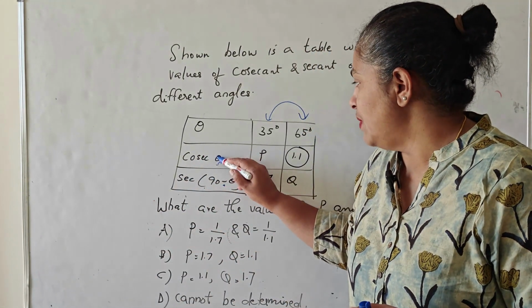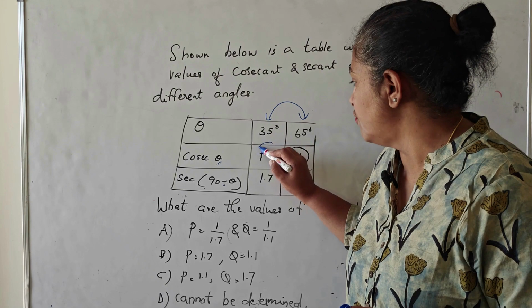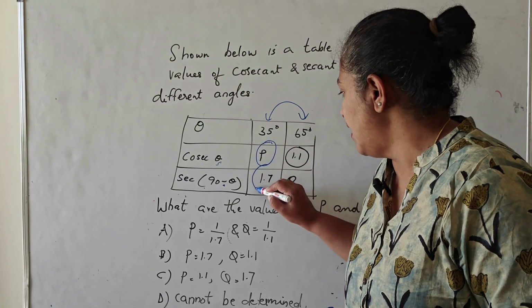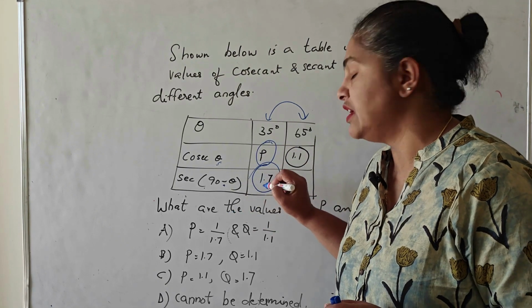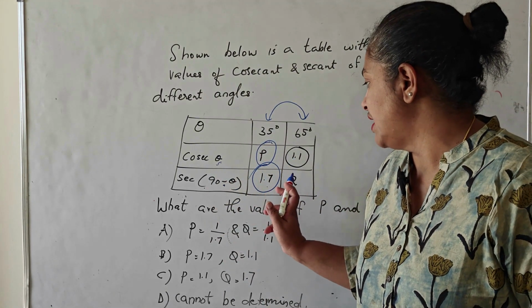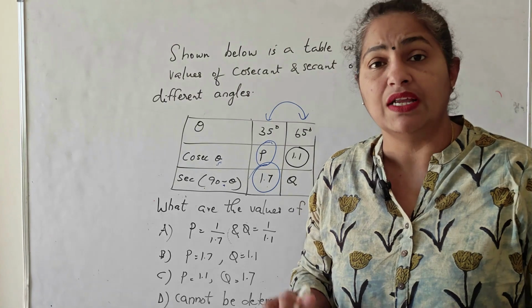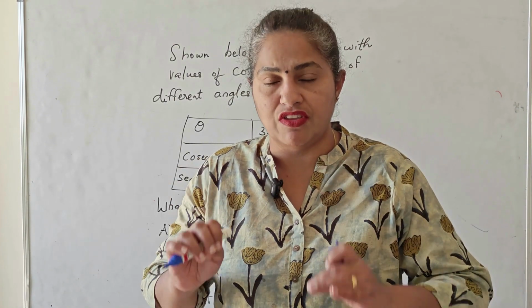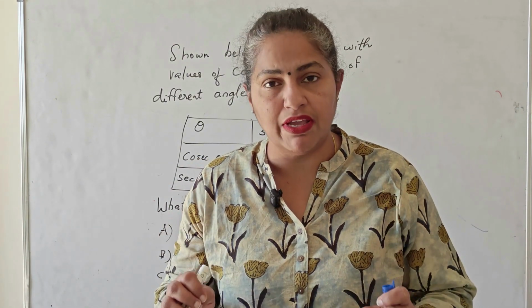Now, which means that cosecant of 35 degrees and sec of 90 minus 35 degrees will be the same value. So I can say that P is equal to 1.7 and Q is equal to 1.1. That is when you apply the concept and the formula for complementary angles.